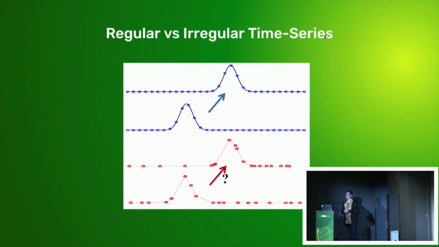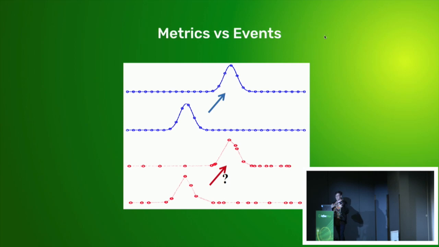Within time series, there are two major categories. There is regular time series, which is time series that comes in at a fixed regular interval. And then there is irregular time series, where you don't necessarily know when the event is going to come in, just that the event will be coming in. Another phrase for this is metrics and events. You can always induce a regular time series from an irregular time series by doing some kind of aggregate on a regular fixed window.